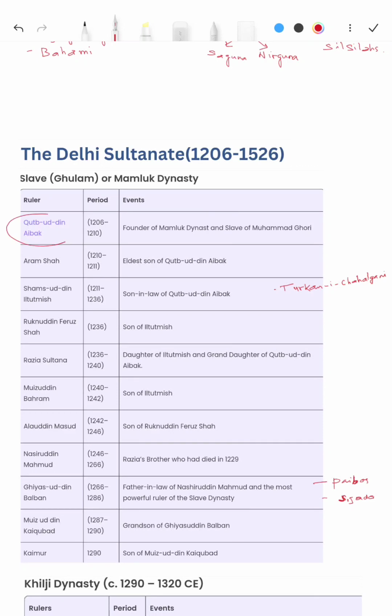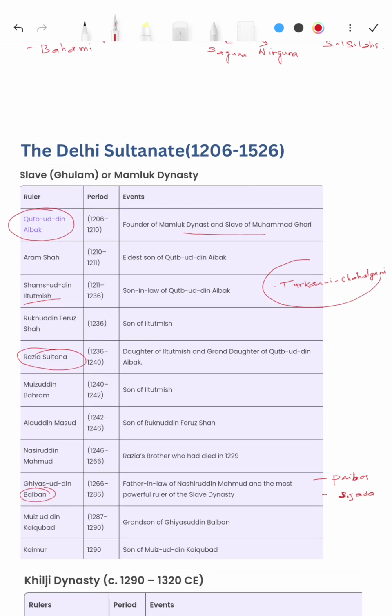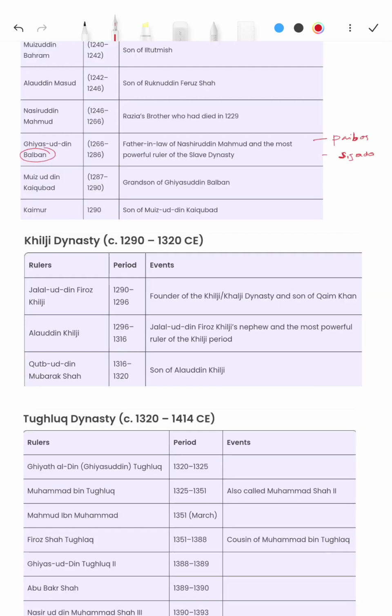So we have Aibak, the founder of the Slave dynasty, and Iltutmish, known for Turkan-e-Chahalgani, a group of 40 ruling elite powerful military leaders. Then Razia, the first and the only woman Muslim sultan of medieval India. Then comes Balban, the most powerful ruler of the Slave dynasty. He is known for the introduction of rigorous court discipline such as Paibos and Sijda. Paibos is prostration and Sijda is kissing the sultan's feet.